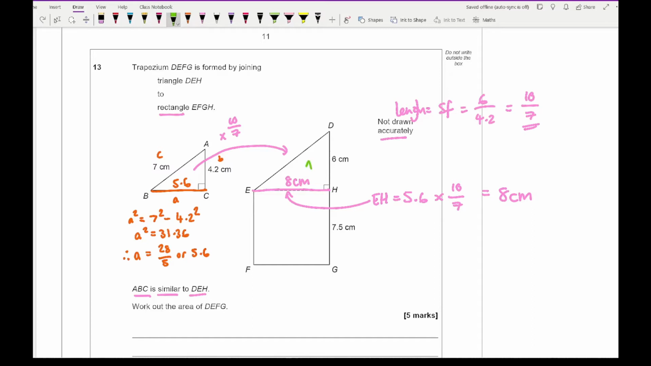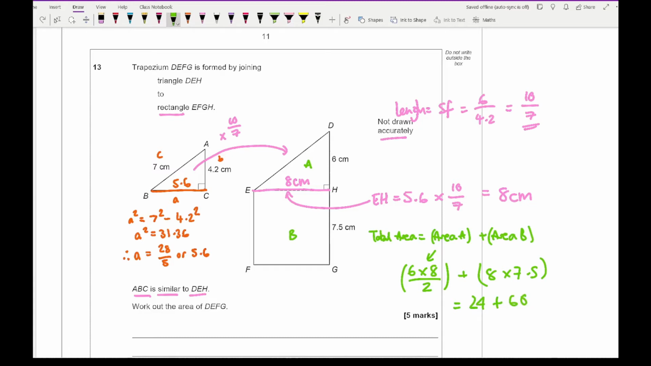Then working out the total area, if I call that A and B, the total area equals the area of A plus the area of B. The area of A is a triangle, so it's 6 times 8 divided by 2, and area B is a rectangle, so that's 8 times 7.5. If I work those out, I get 24 plus 60, which gives me a total of 84 centimetres squared, and there is my final answer.